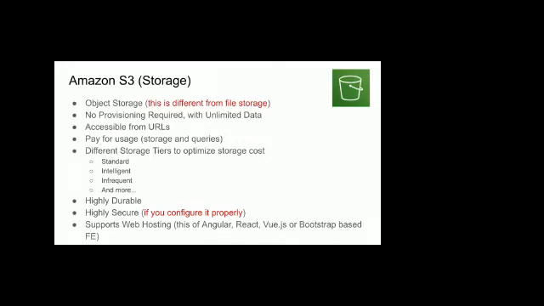Now, it is not a file storage. It is a different kind of storage called object storage, which stores everything related to a file, but internally, engineering-wise, it is not a file system. It is slightly different. No provisioning is required. This was the first major service from AWS, back in 2006. With Dropbox or many other storage services, you need to purchase a plan, whether you want to store 5 GB or 50 GB.